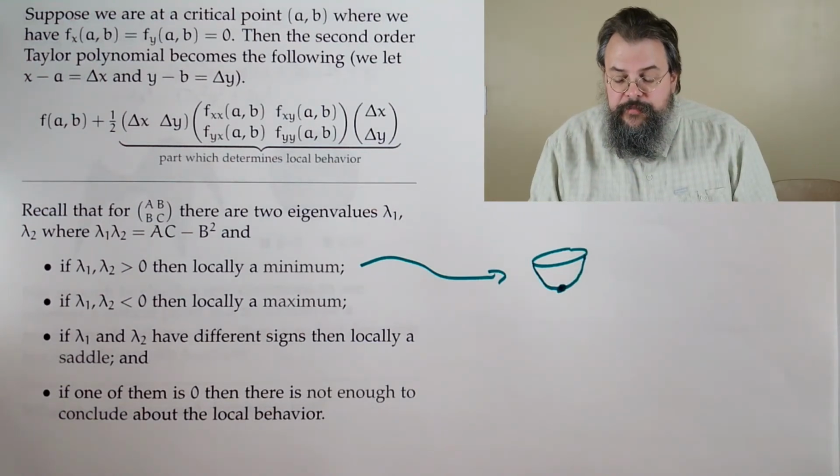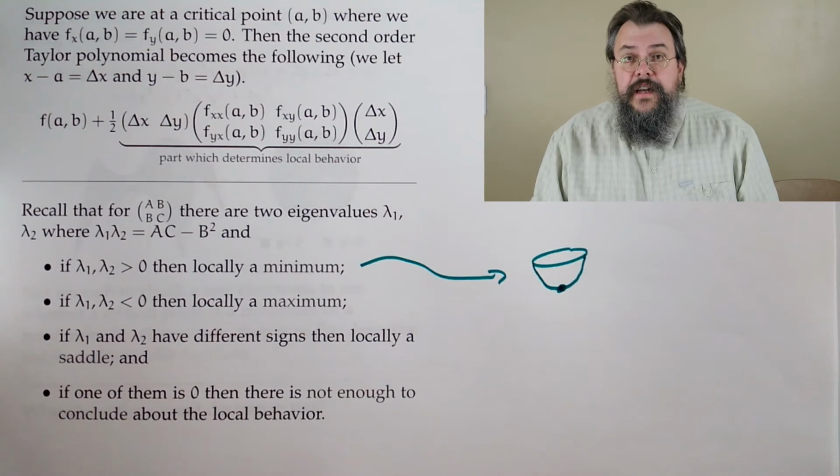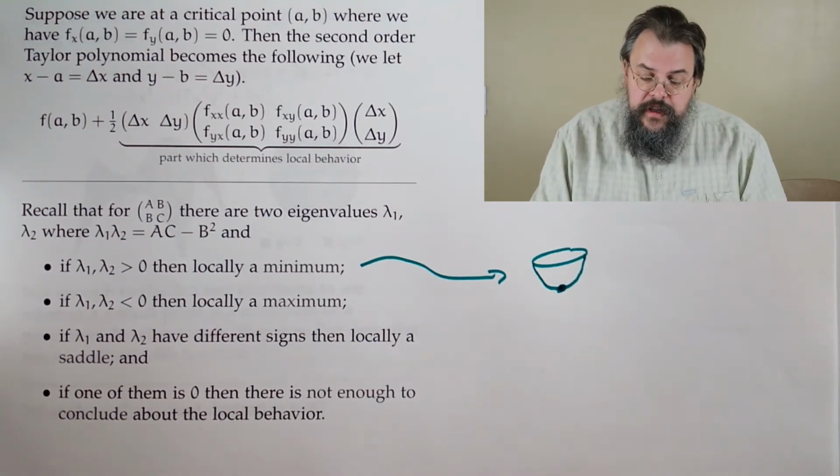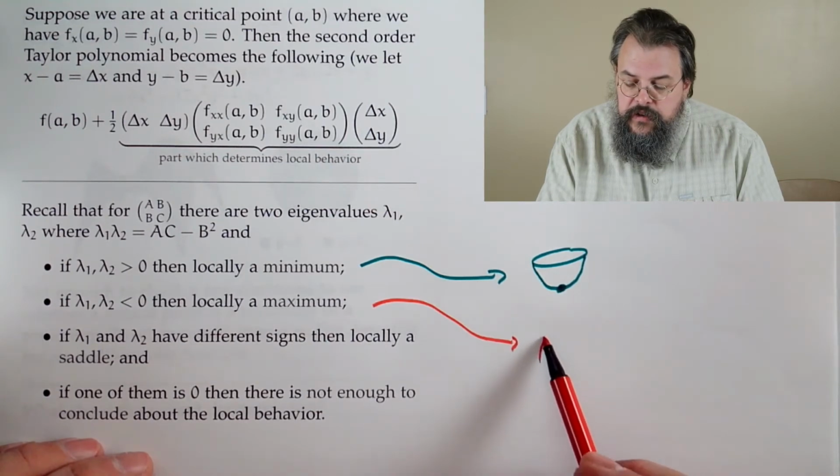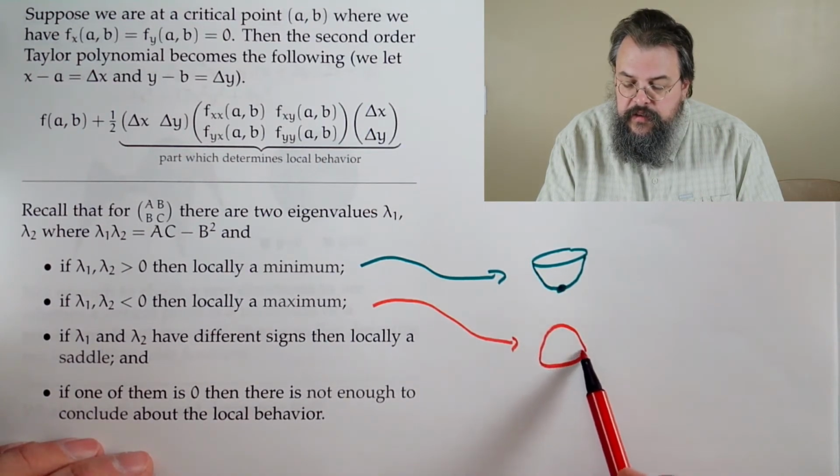Everything's positive. If we're both negative, well, then that says what? Locally, our function is doing something that looks like this.